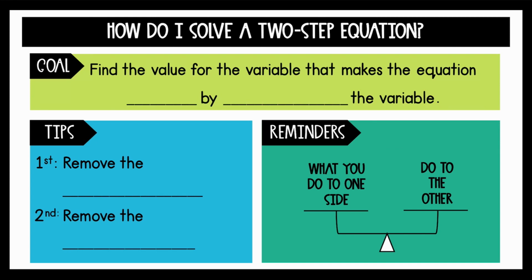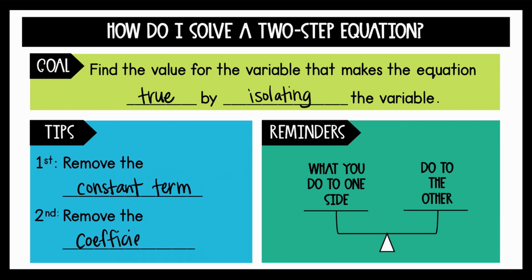To solve a two-step equation, we need to start by understanding that the goal is to find the value for the variable that makes the equation true. And we'll do this by isolating the variable. A couple of tips. In general, you'll follow the steps of first removing the constant terms. This is usually by addition or subtraction. And then second, you'll remove the coefficient. Each time we say remove, we mean to use the inverse operation to undo what's there. And I'll show you those in our examples.